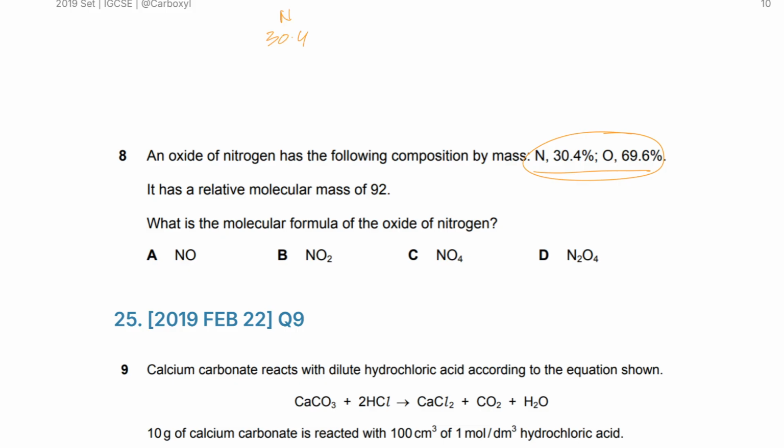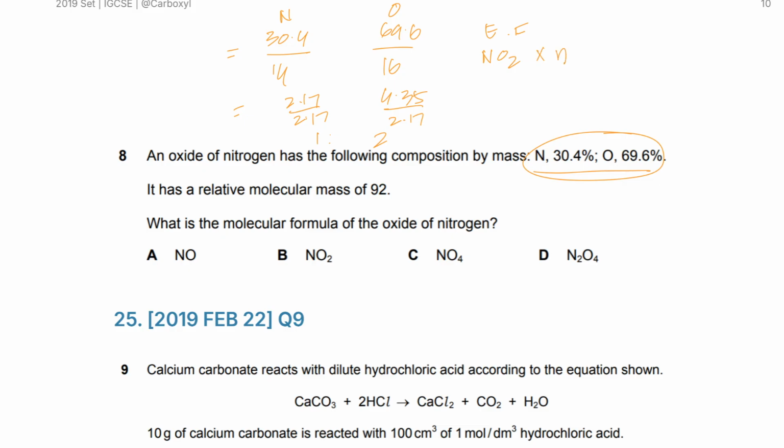30.4 is nitrogen and oxygen is 69.6, divided by 14 and divided by 16, by their ARs, right? So 30.4 divided by 14, I get 2.17. 69.6 divided by 16, I get 4.35. Divided by the smallest, which is 2.17, what do you get? I get 1:2. So for one nitrogen I have 2 oxygen. That's the empirical formula, remember.